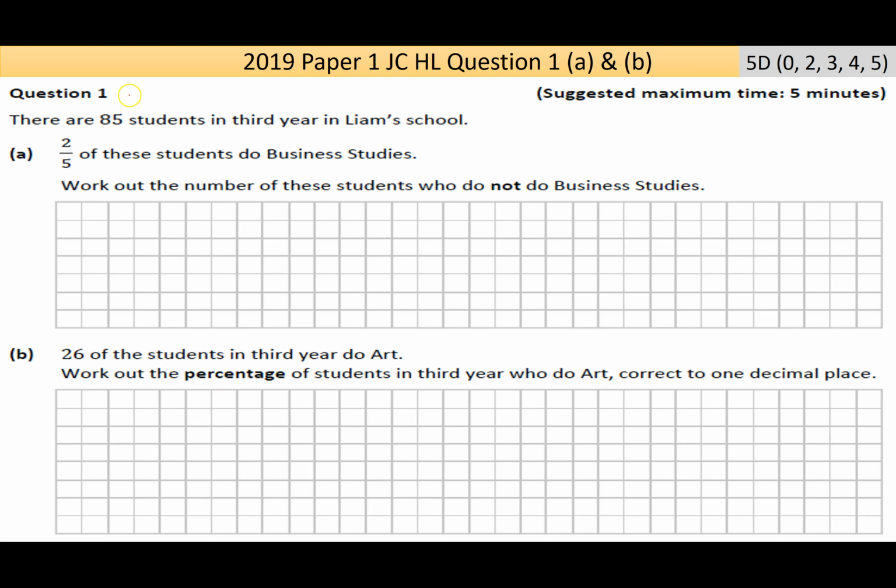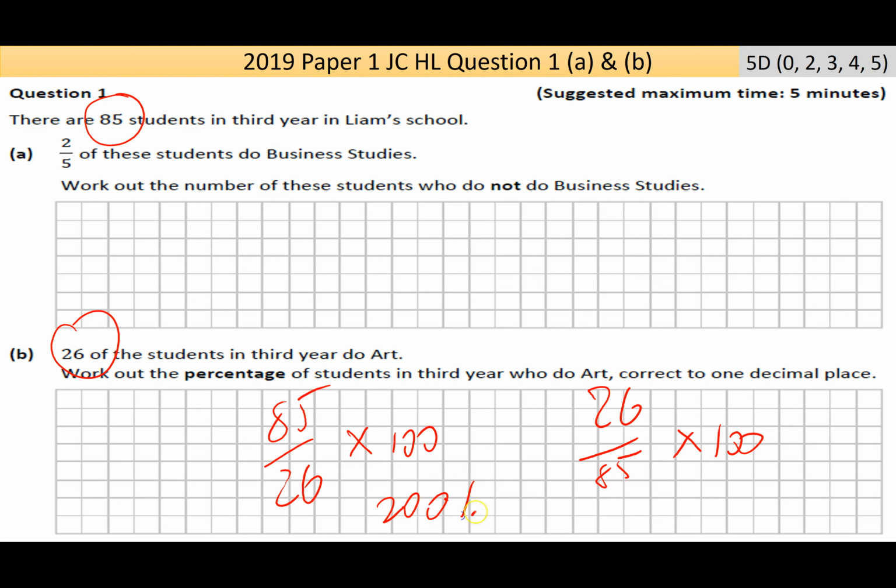So remember, the question here has a statement on top. There's 85 students in third year, 26 of them do art. Now, in one sense, you have 2 choices here. Is it 85 over 26, and you multiply by 100 to get percentage? Or is it 26 over 85 multiplied by 100? If you do the first, it's going to be over 2, so you're going to end up with something like 200% or bigger. This way, you're going to end up with a number less than 1, so times 100 is going to be less than 100%. So this way is the correct way to do it.